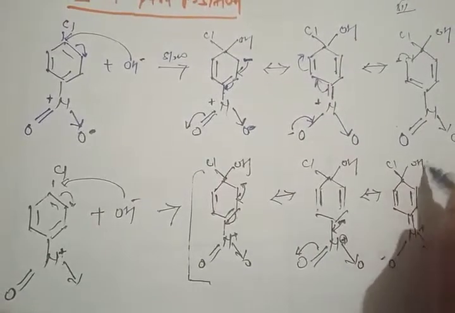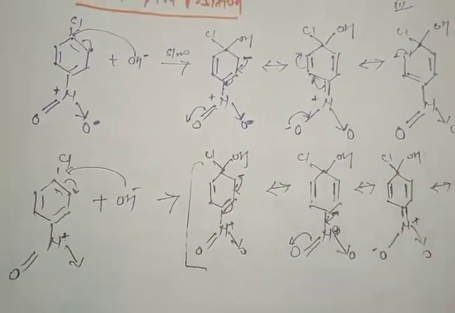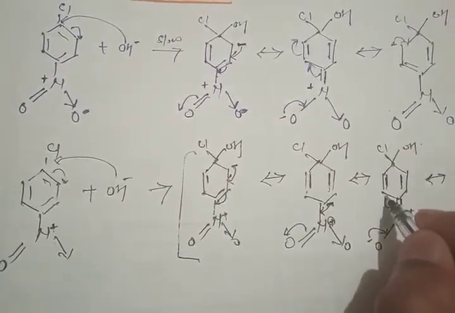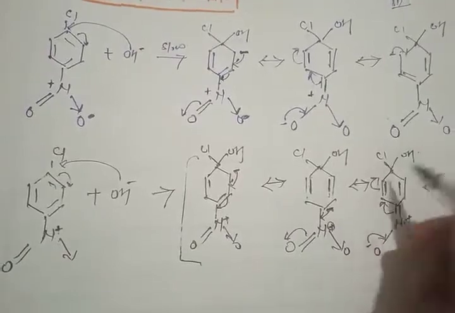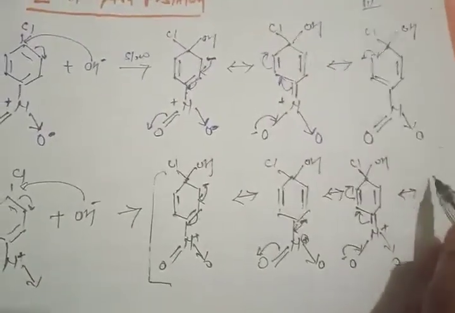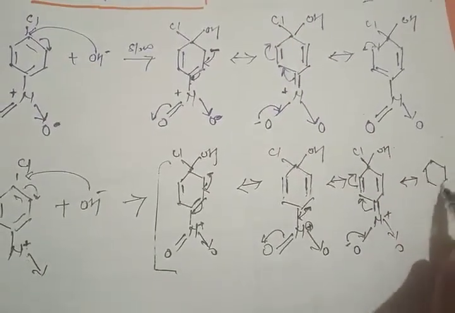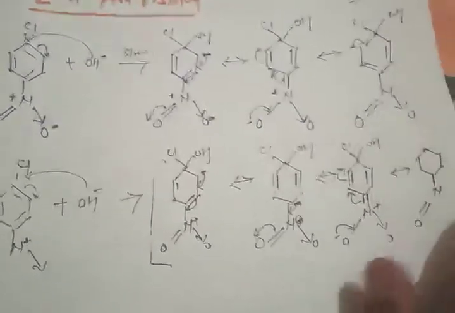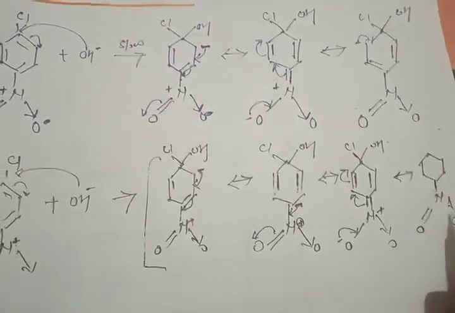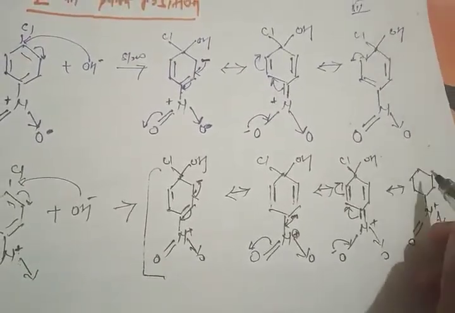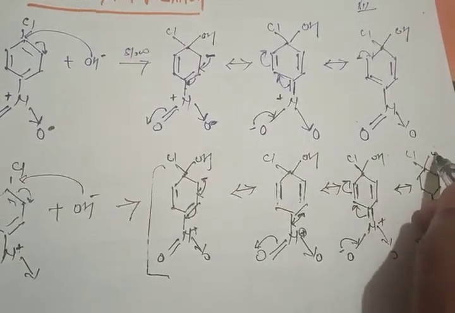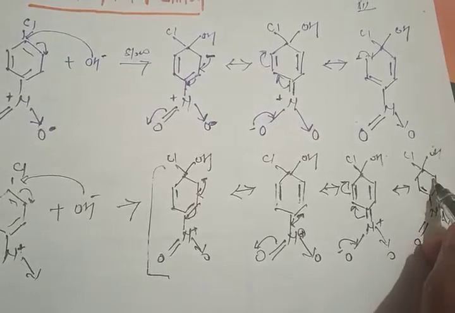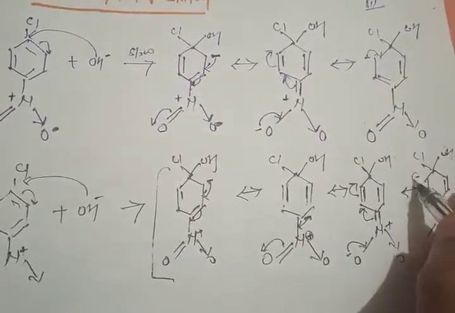Cl and OH. And in the next stage, what will happen? This will move to this side, this will go to here, and this will move to this side. So this one I will have missed, no? Here nitrogen again in single charge, this will be a double bond, and oxygen, this is a positive charge, Cl, OH, and this is the negative charge.